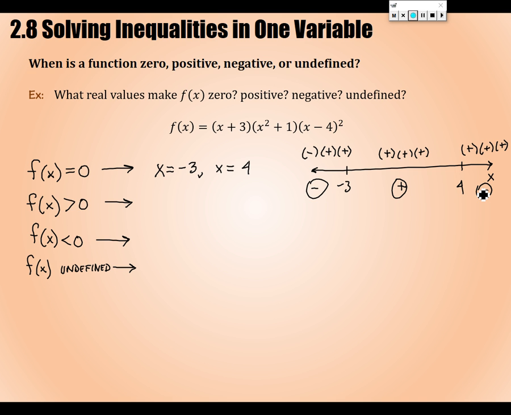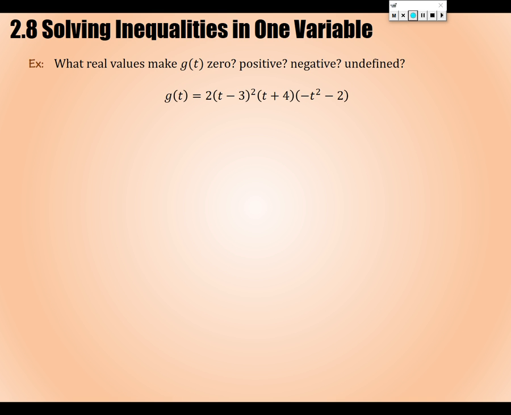All right, so it's greater than 0 for values negative 3 to 4 and 4 to infinity. It's negative from negative infinity to negative 3, and it's undefined nowhere. You try. Here's another one. Very similar problem. I just thought I'd give you a chance to take a crack at it.